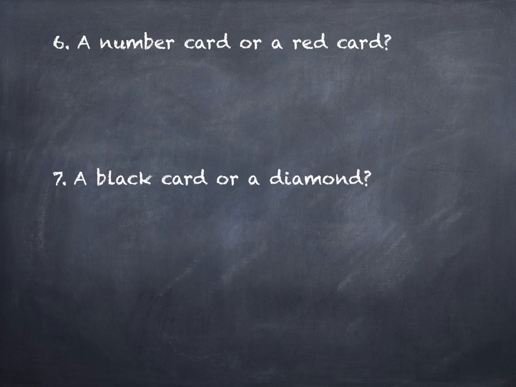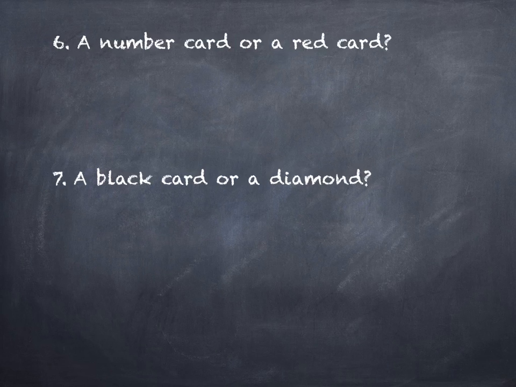All right, this one says a number card or a red card. Okay, so we've got to count up the number cards. How many number cards are there? It's not 40. What did you say? 9 per suit. And how did you get 9? Okay, so you started with the numbers 2 through 10. So 2 through 10 is 9 numbers. So there are 9 numbers in each suit.